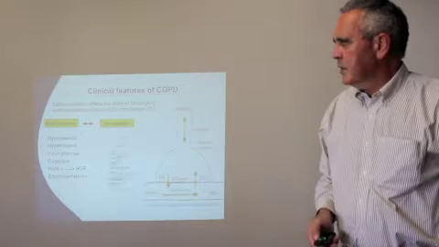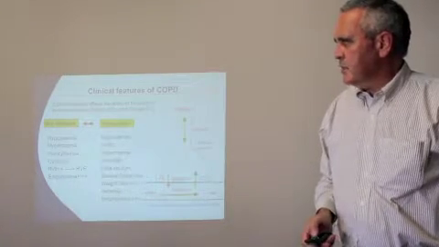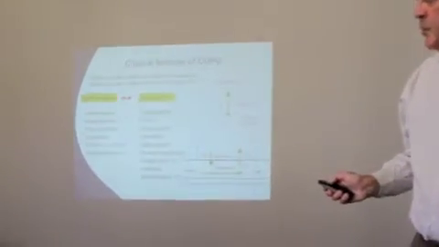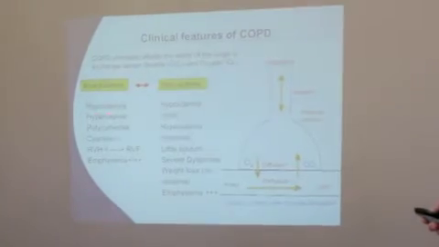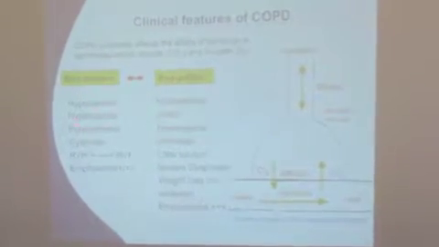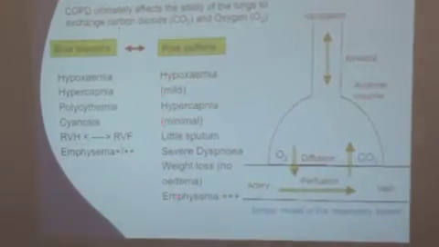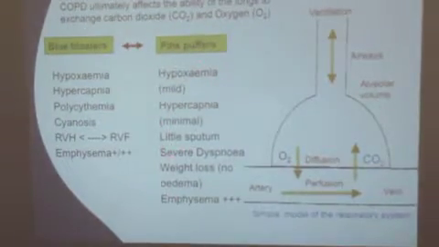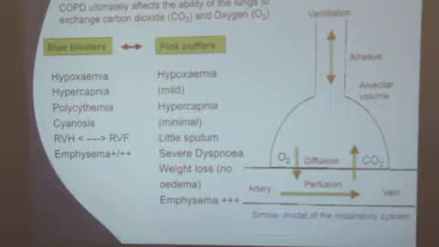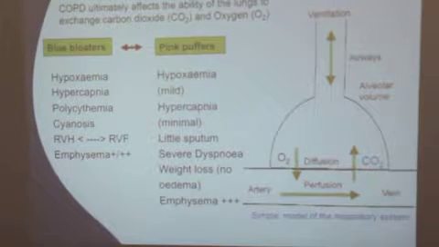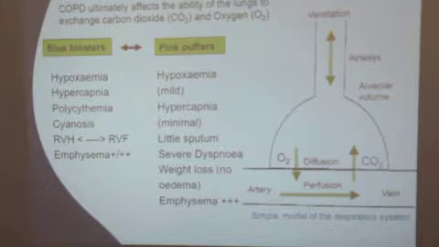There are two major presentations of COPD. The one is the so-called blue bloater, who tends to have low oxygen, elevated carbon dioxide and polycythemia, and the other is the pink puffer, the more emphysematous patient, who tends to lose weight and remain pink and oxygenated at the cost of a high work of breathing.